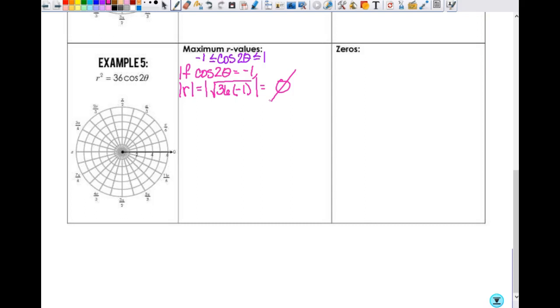You will get answers out of the other one, though. It's not another empty set. So go ahead and finish this part up. Once you get this, start attempting to graph it, right? Get your zeros, attempt to graph it. I'll give you some time to get that done.